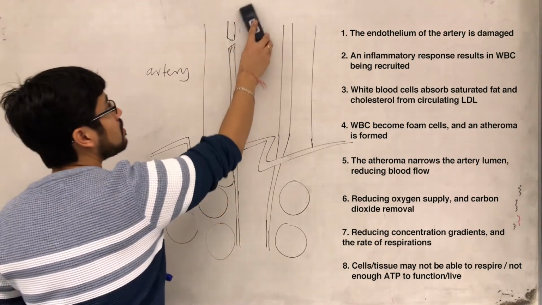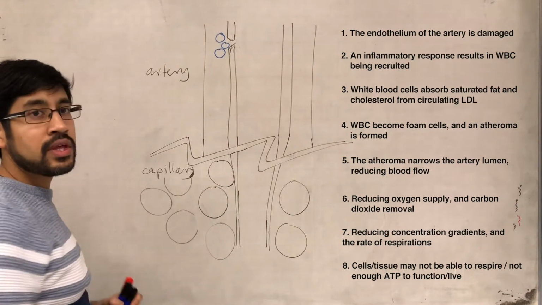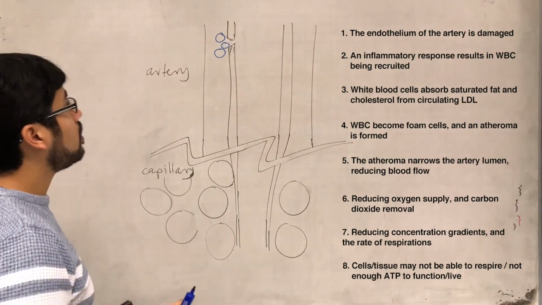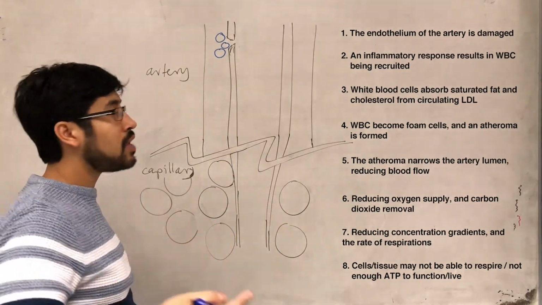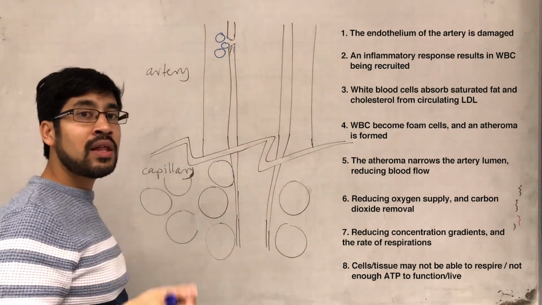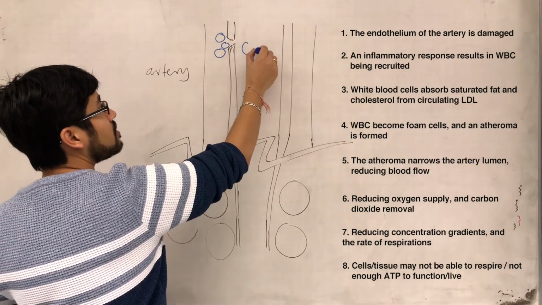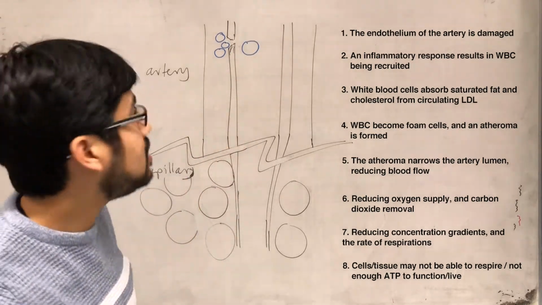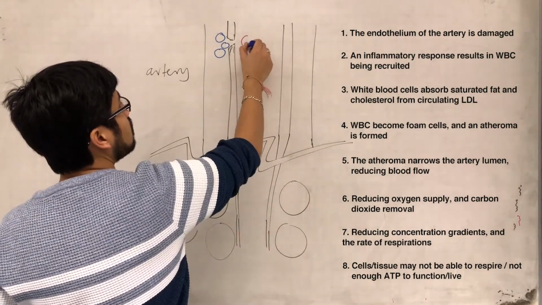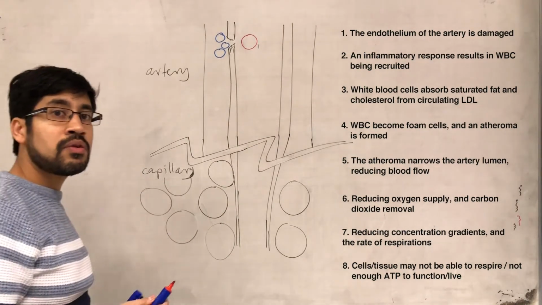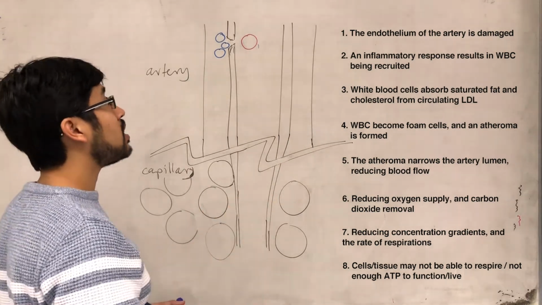Now, once they've entered the area, they then move behind the endothelium. So you can say they move into the artery wall, whereupon they start to absorb saturated fats and cholesterol that might be circulating in the form of LDLs. So remember, these low-density lipoproteins are packages of saturated fat and cholesterol that are circulating around, okay, and usually are found in people with a poor kind of diet to exercise ratio.